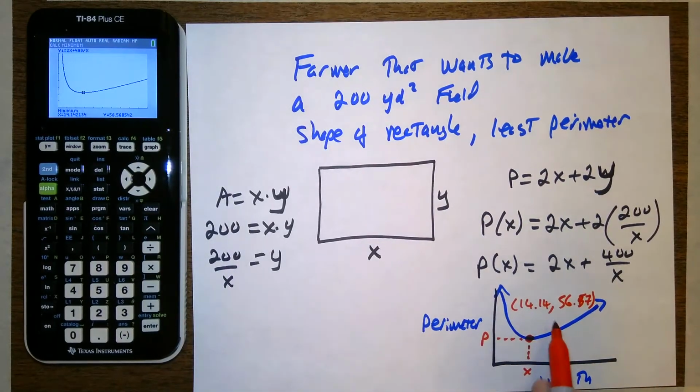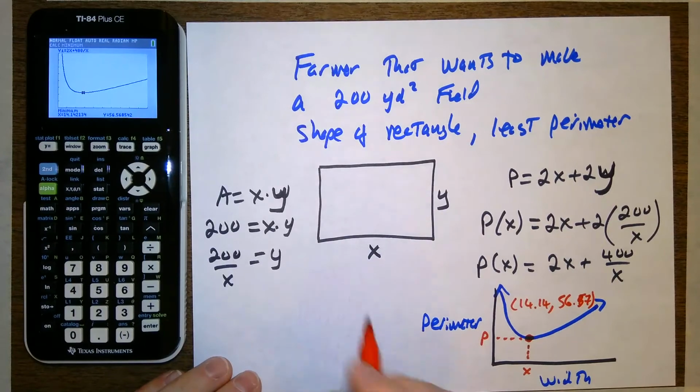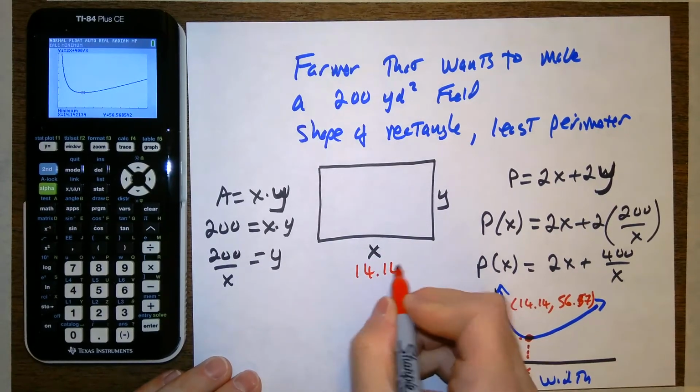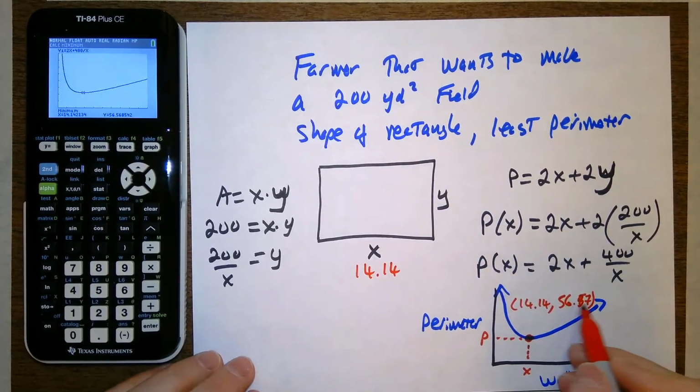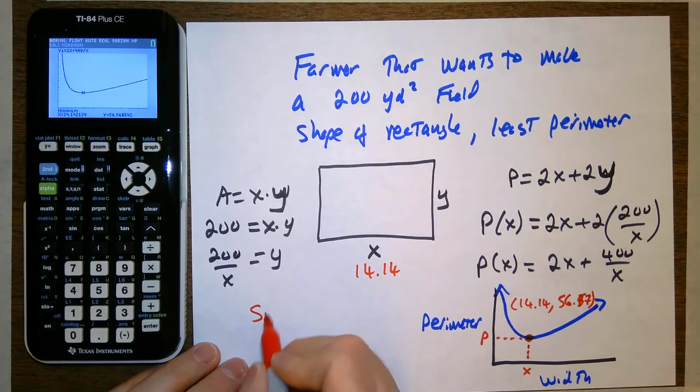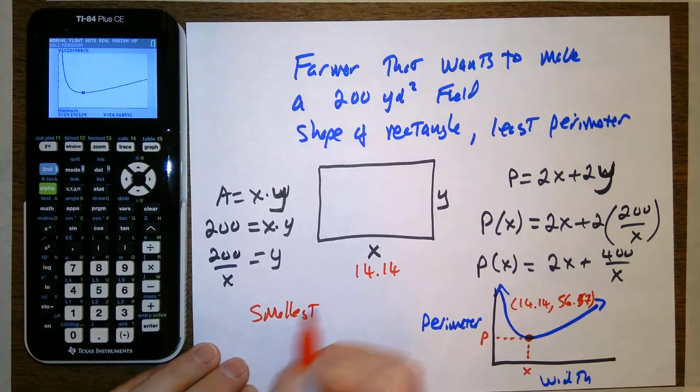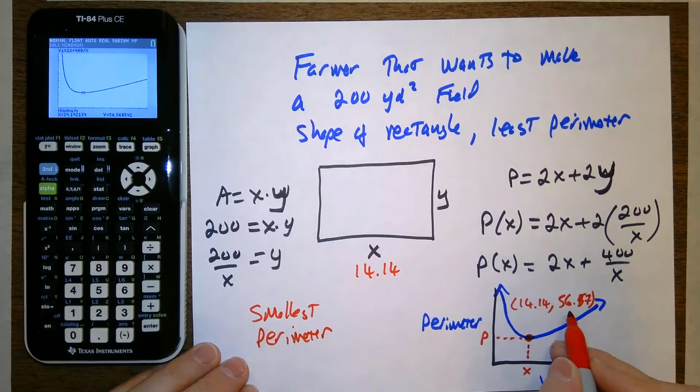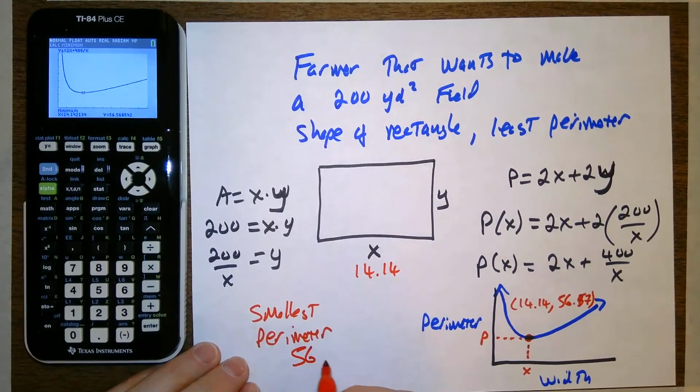So what does this mean? This means when my x value is 14.14, I'm going to get the smallest possible perimeter. The smallest perimeter is 56.57. What's the unit associated with that? Yards. So that's the smallest.